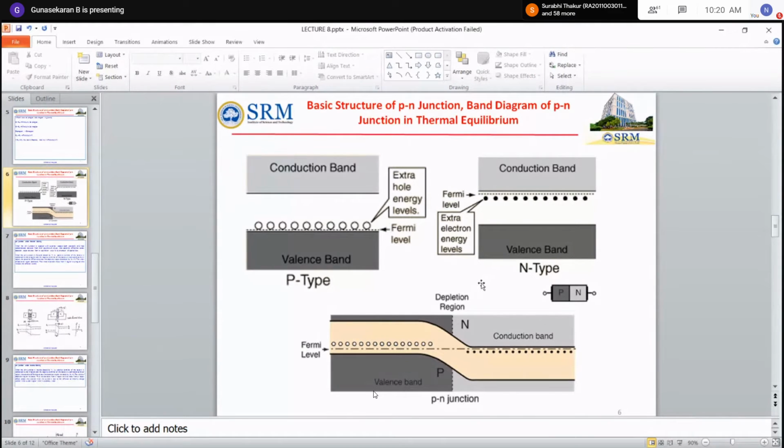Understand? Yes. See whether you understand the diagram or not. Say yes or no. Yes, then only move on to the next one. Whether you understand or not. Yes. Next.